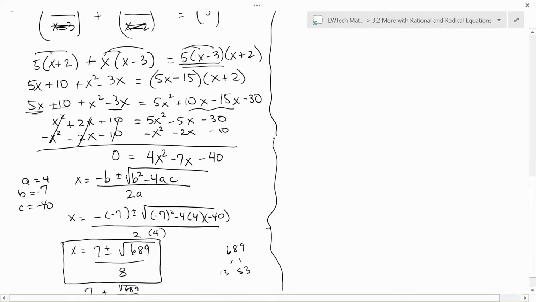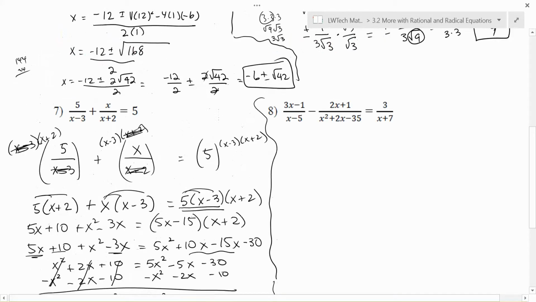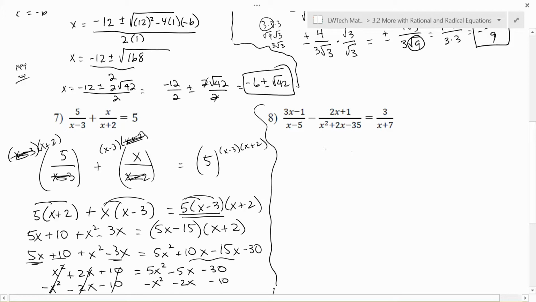All right, one last example here before we continue on. In this particular problem, notice that we have a lot of denominators. We have an x minus 5 and we have an x plus 7 here. But I also have this x squared plus 2x minus 35. And when I look at this, I'm kind of worried, because if I multiply by all of these, I'm going to have some really crazy multiplications that show up in this particular problem.